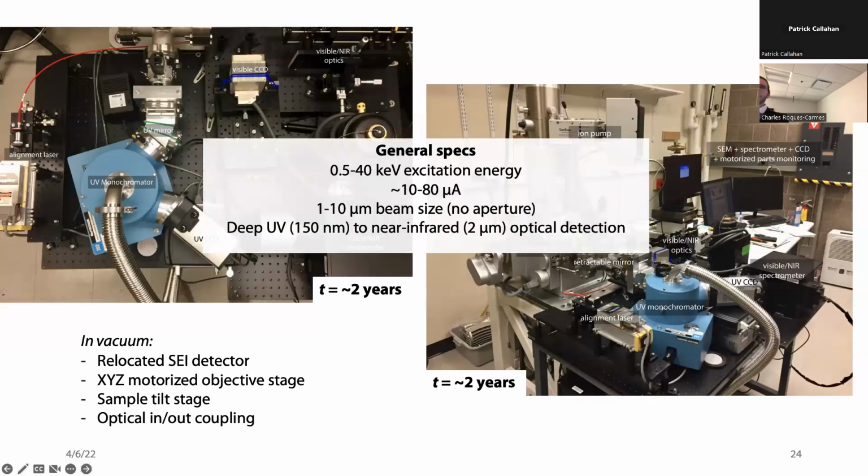Those are the general specs of the setup. So we have up to 40 kV excitation energy, which is a little bit more than most SEMs you will find today for imaging, but this is actually not a very good SEM for imaging. This is really just something we use for this experiment. We have pretty high beam currents. We're using an LaB6 filament, and we have therefore a very large beam size. In principle, we can do detection from 150 nanometers up to infrared frequencies with the setup.